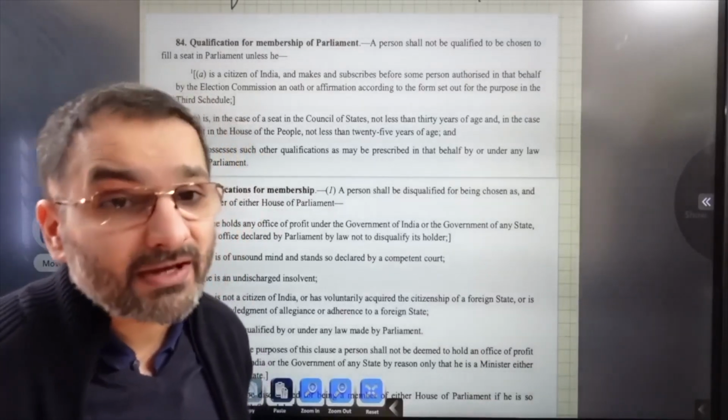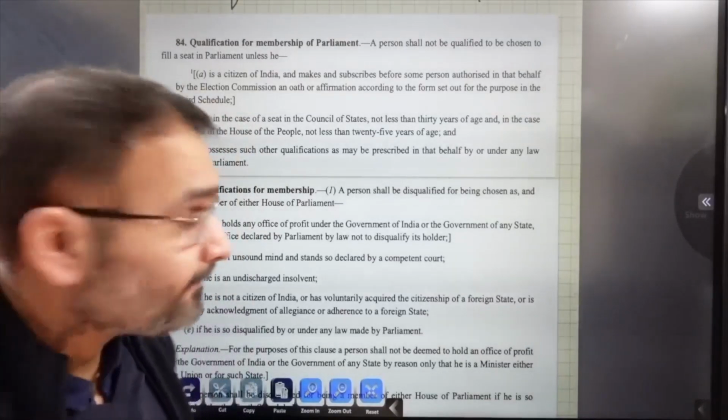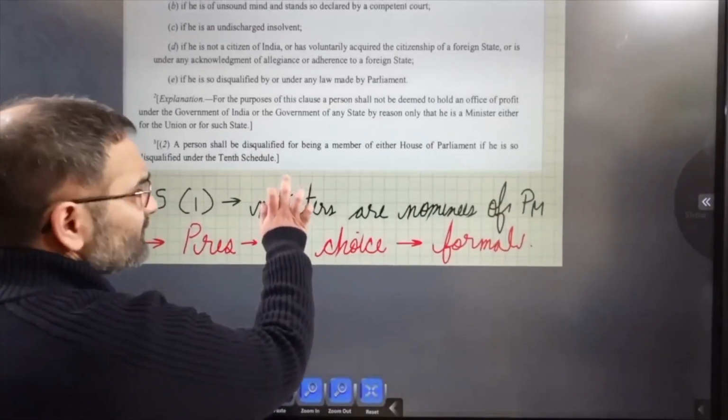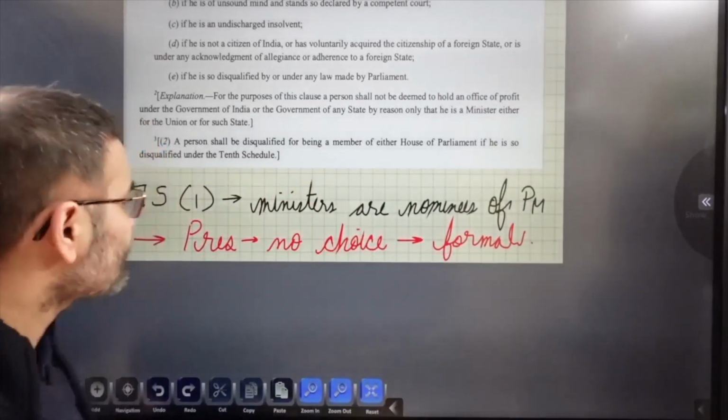And let us say that you fail to gain a membership, can you be re-appointed as a minister? No. Okay, hopefully it is clear, right? Just have a cursory look at 84 and 102. I don't think it's of any significant importance for the purposes of our discussion right now.